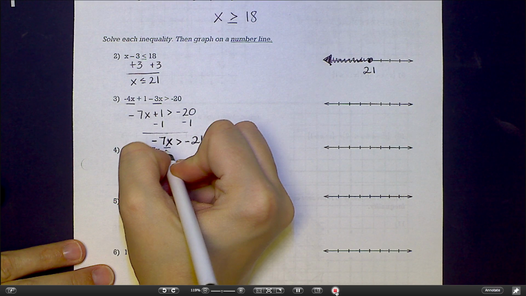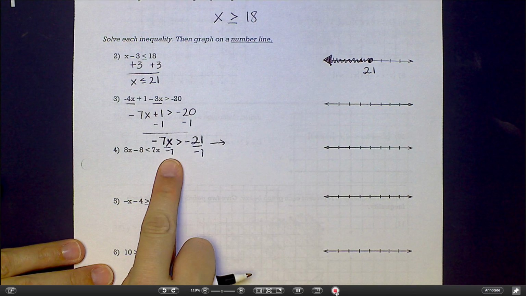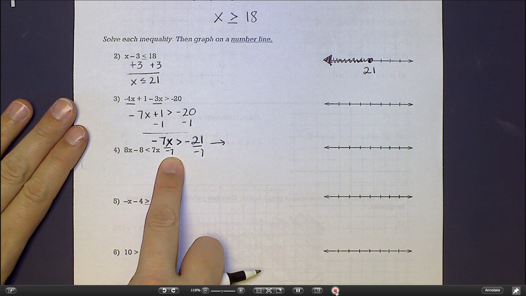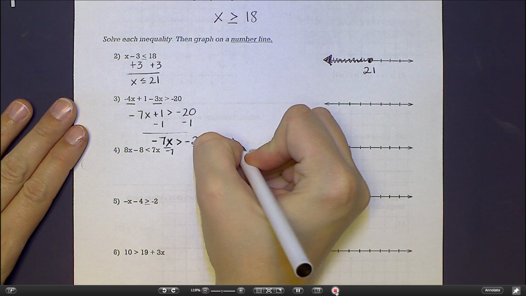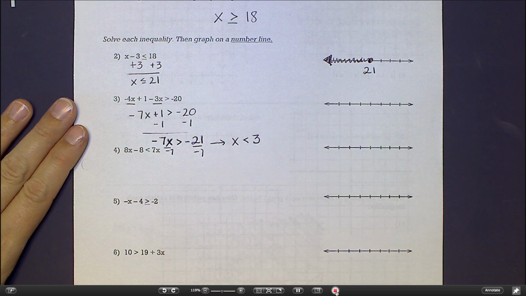Divide both sides by negative 7. Now, right here, because I'm dividing by a negative, that means that I have to flip my inequality around. So my final answer is going to be x is less than positive 3. Remember, you have to flip that inequality anytime you're dividing or multiplying by a negative number.